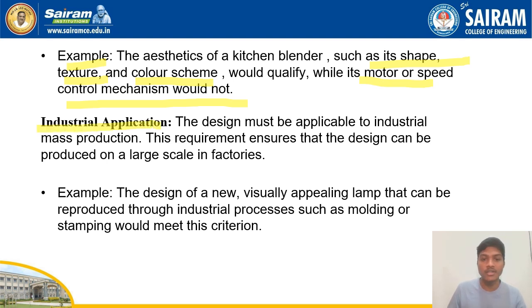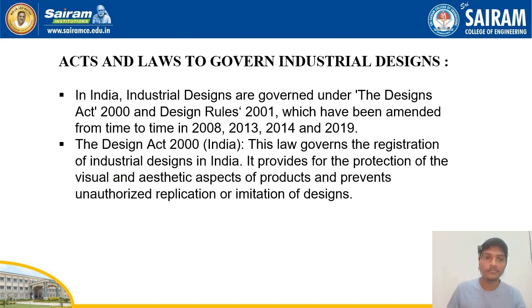What are the industrial applications? The design must be applicable to industrial mass production. This requirement ensures that the design can be produced on a large scale in factories. The design which we are creating should be available for mass production. For example, the design of a new visually appealing lamp that can be reproduced through industrial processes such as molding or stamping would meet this criterion. So if a lamp is designed, it should meet the user requirements. If users want more lamps, it should be possible to produce more lamps.